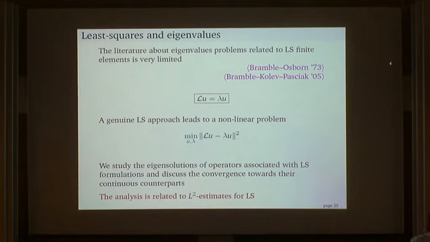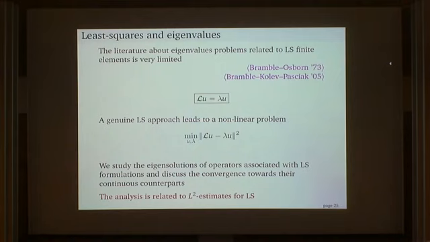Of course, this is not important for computing eigenvalues. No one would use this scheme for computing eigenvalues, but it gives you some indication of the underlying operator. In particular, it is related to the L2 estimate for least squares that are not so obvious in general. And it's also interesting for the discussion about the evolution problem.